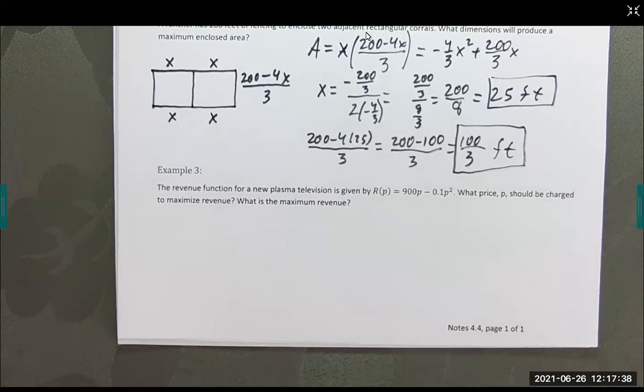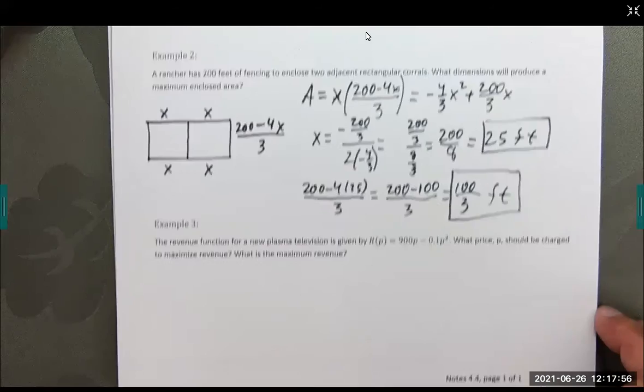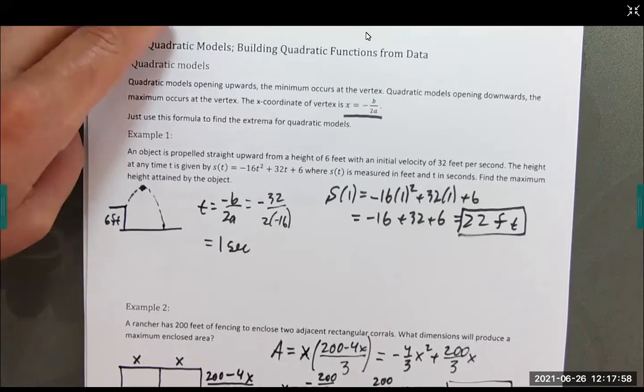All right. A revenue function for a new plasma television is given by R of P equals 900P minus 0.1P squared. What price P, so the P is the price, should be charged to maximize revenue? And then what is the maximum revenue? Okay, so P is our new X. So P equals now.